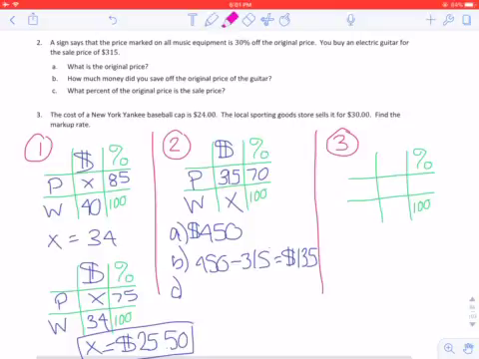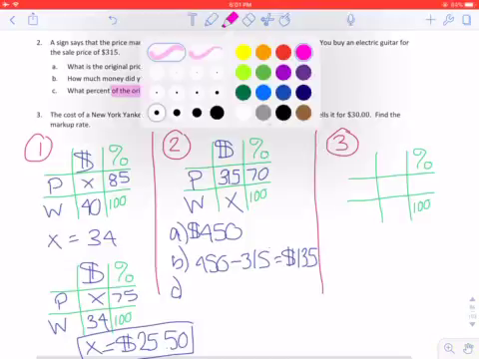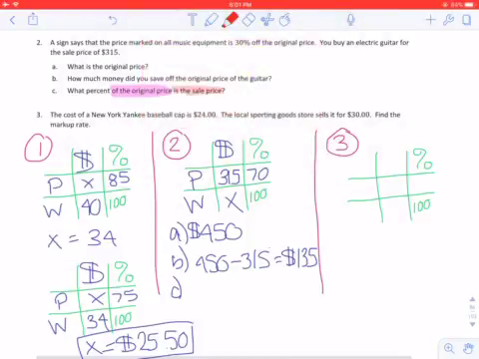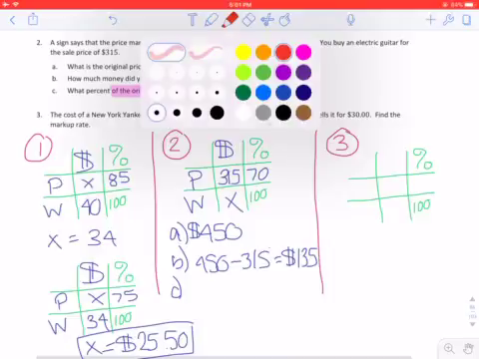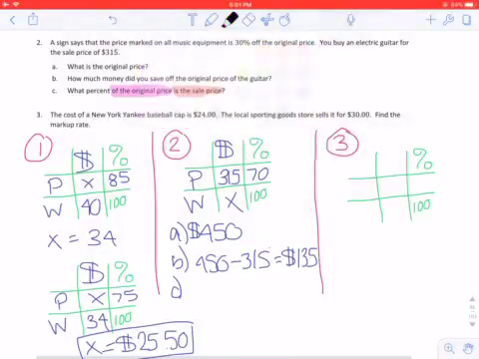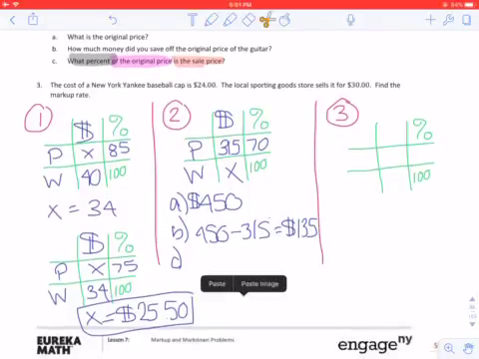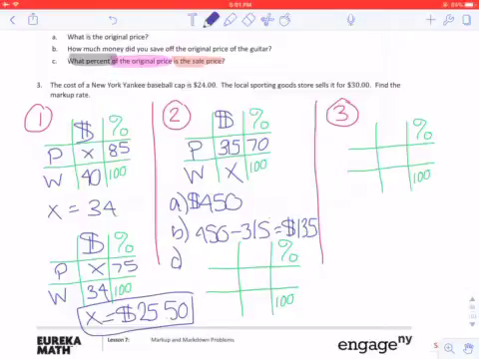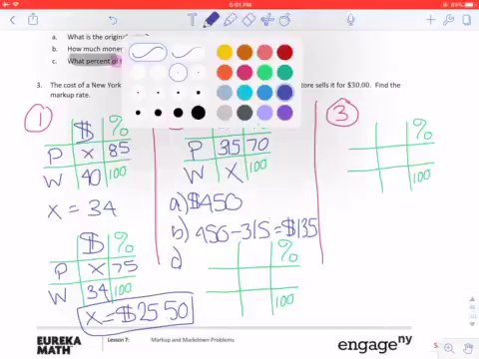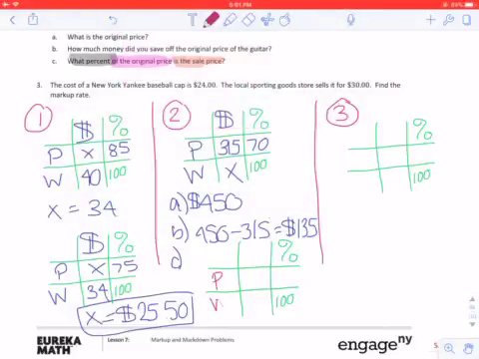So this is that first tic-tac-toe: the original price is the sale price. And then I need a new color. What percent? So we need one more tic-tac-toe. So this is going to be part whole. We need a new color. It's getting kind of crowded in here. Part whole, and it's still money.